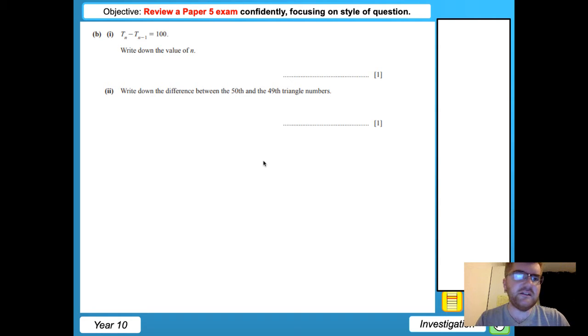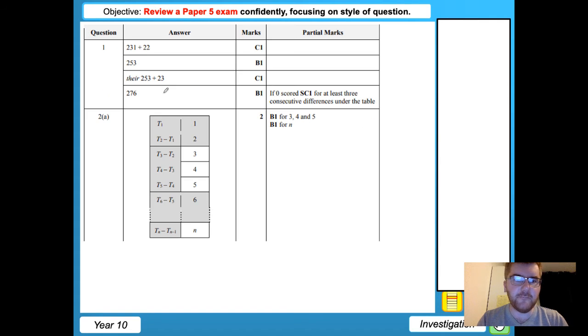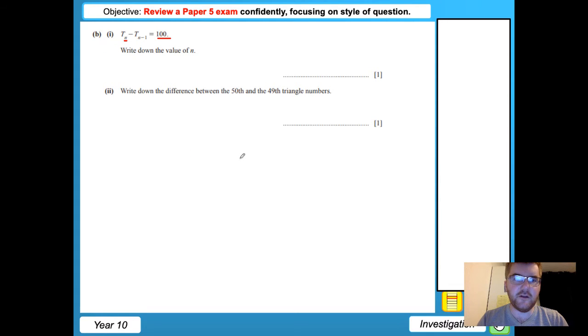So we're given Tn minus 1 is equal to 100, and then we need to write down the value of n. So what I said to you from before is that this number will always be the same as that subtraction. So if you go back, notice here, T3 minus T2 is equal to 3, so this number must be the same as this. So if we go forward, this 100 must be the same as n, so therefore n is 100. So notice they're asking you the same kind of questions, just in slightly different ways.